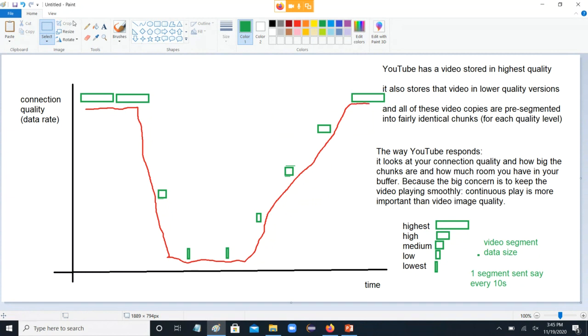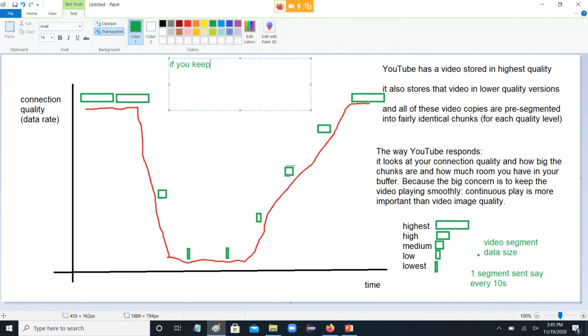So this is basically the way Dash does it. Now, if you keep the browser watching the video long enough after watching the whole thing, YouTube can start replacing lower quality segments with higher quality ones, right? Because it's going to store that information in your browser. It's cached in there, so it doesn't have to download everything again.